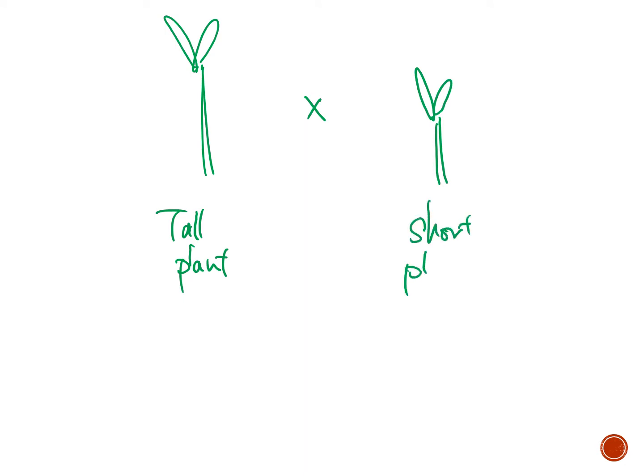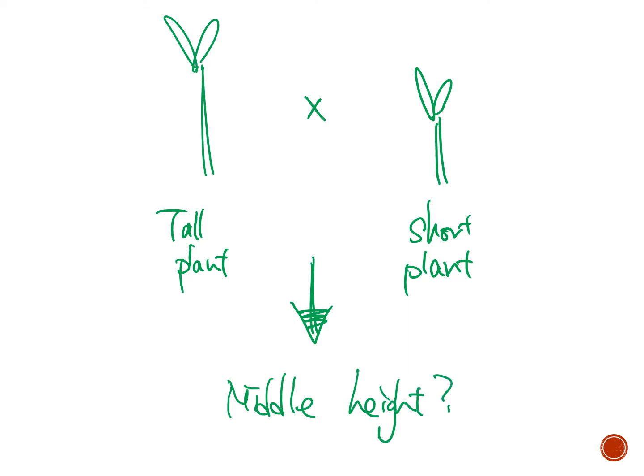Mendel did the experiment with a tall plant and reproduced it with a short plant. If he used the idea of blending theory, what would the possible offspring or next generation look like? Tall and short go together, so they should get a middle height. This is a possible guess, right?